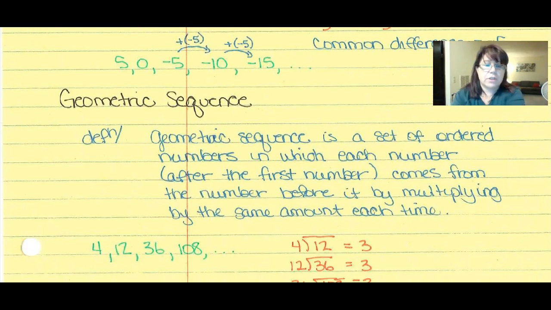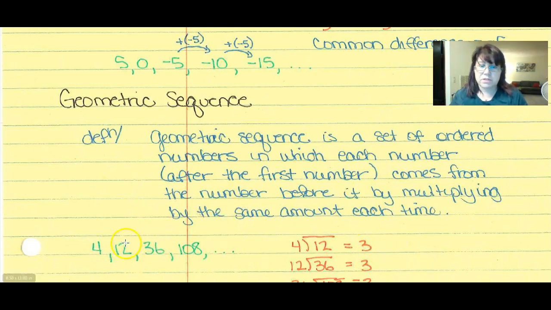4, 12, 36, 108, what would be the next value? First of all, I've got to figure out what I multiplied by. Similar to finding the common difference, where we took the second number and subtracted the first number, this time, since I multiplied something to the first number, to figure out what I multiplied, I'm going to do the opposite of multiplication, which is division. So take the second number, divide it by the first, and we get 3.